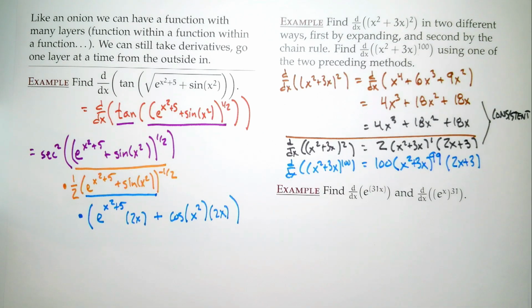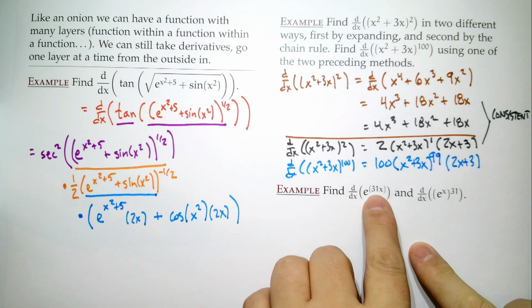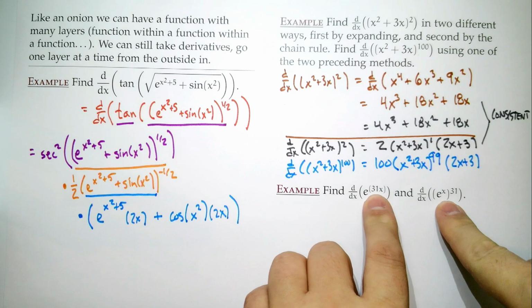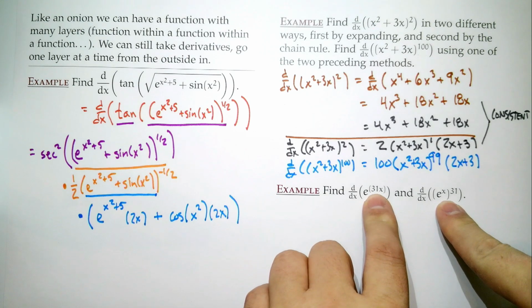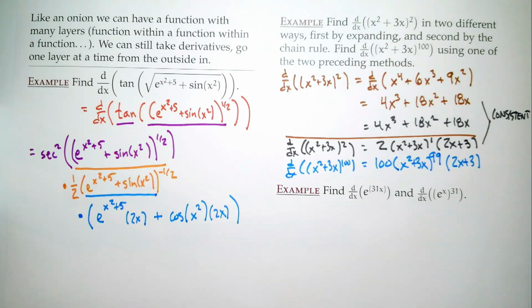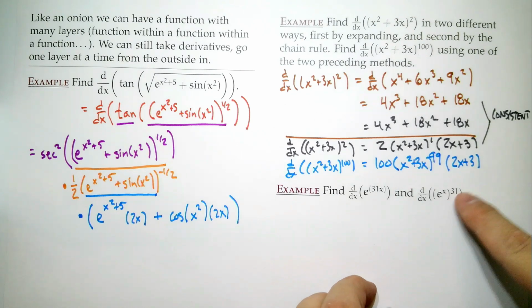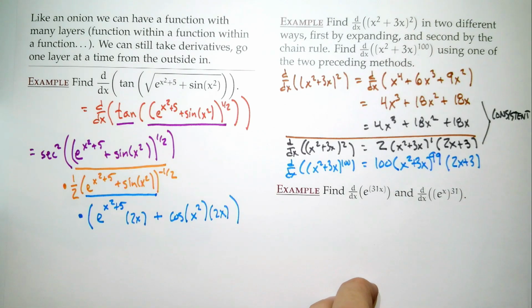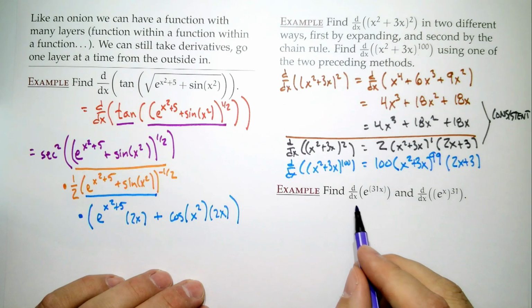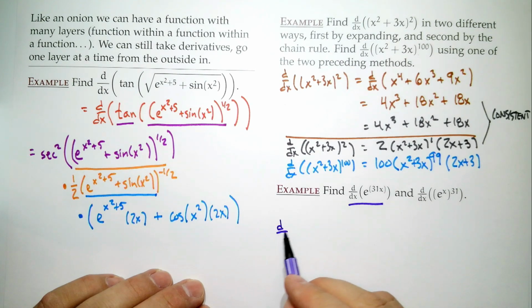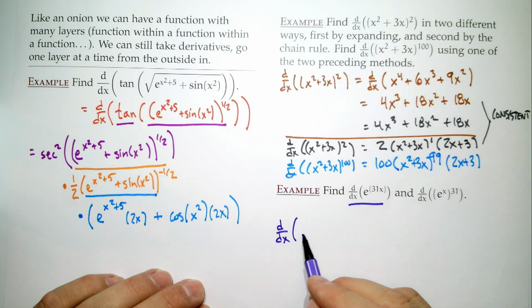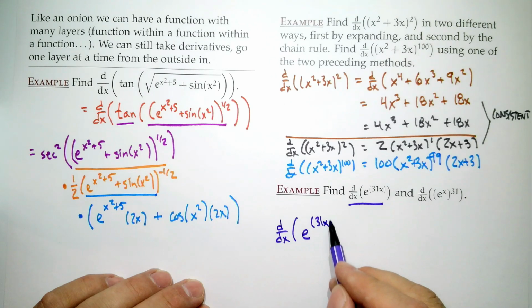Now again, I want to compare. I'm going to take a derivative of e to the 31x, but I'm going to take it in two different ways. So you should check that e to the 31x, I claim, is the same as (e to the x) to the 31. And the reason that's true is if you have a power to a power, you multiply the two powers together. So let's start with this first one. The derivative of e to the power 31x.